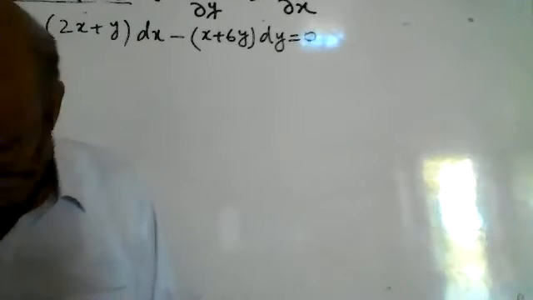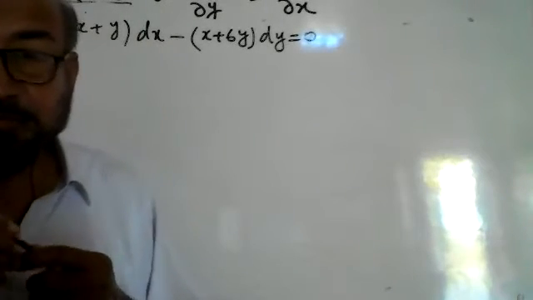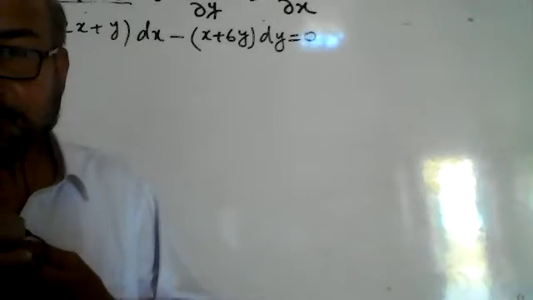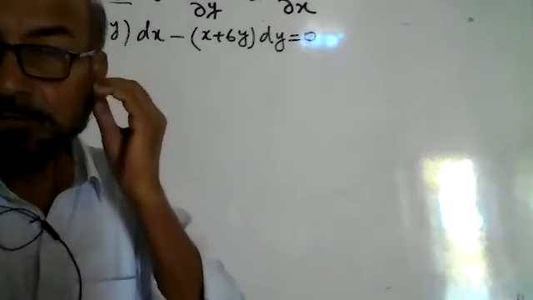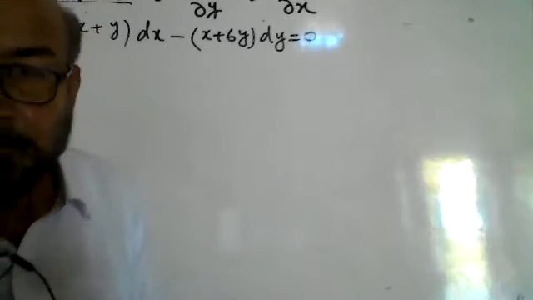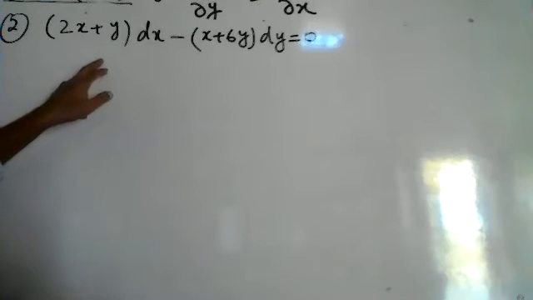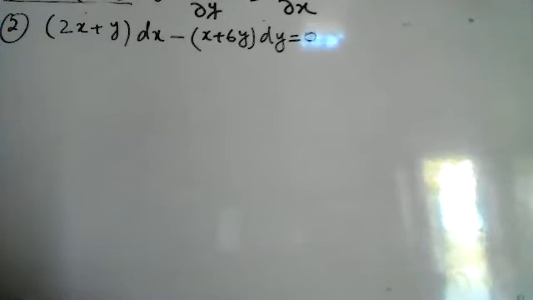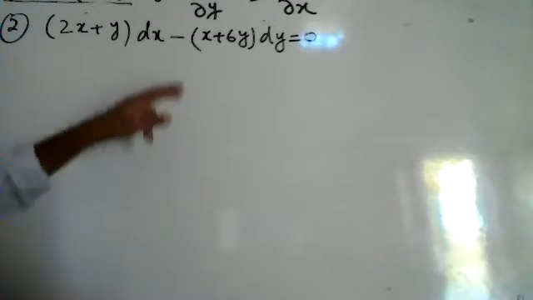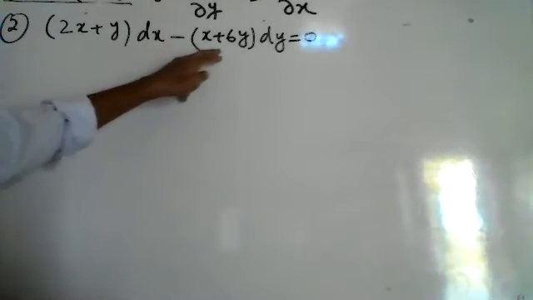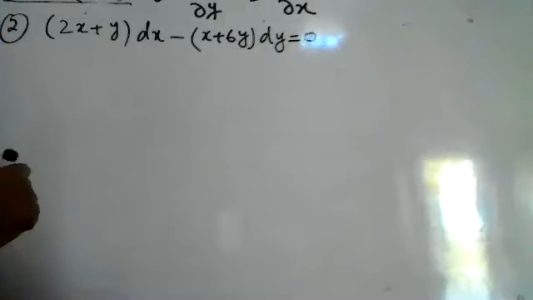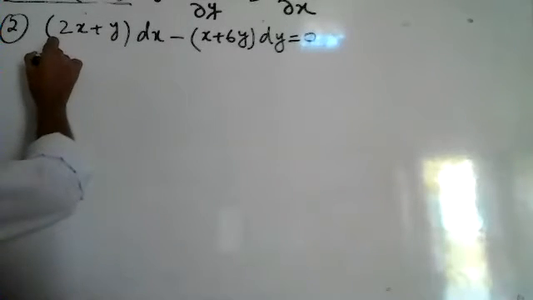So this is question number 2. Two x plus y dx minus x plus 6y dy. First of all, we'll prove that this is an exact differential equation. That will be considered as M, and that will be considered as N.